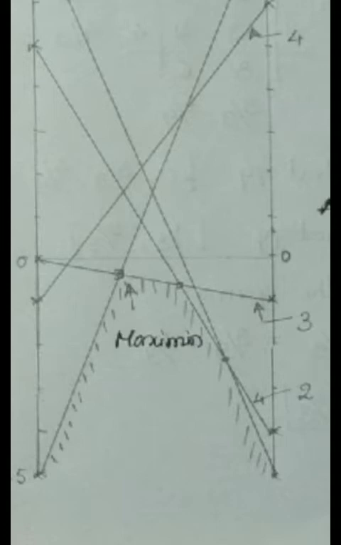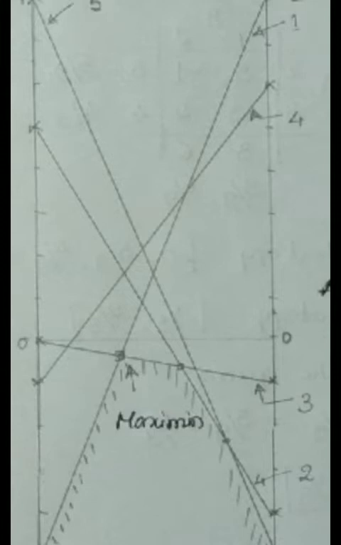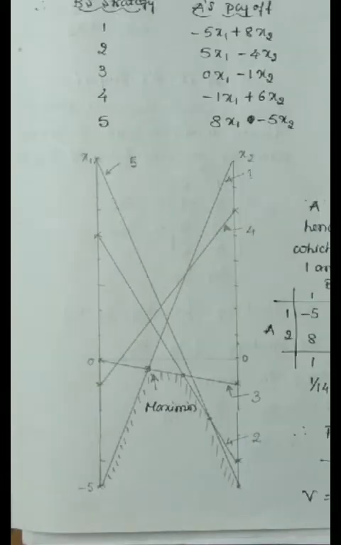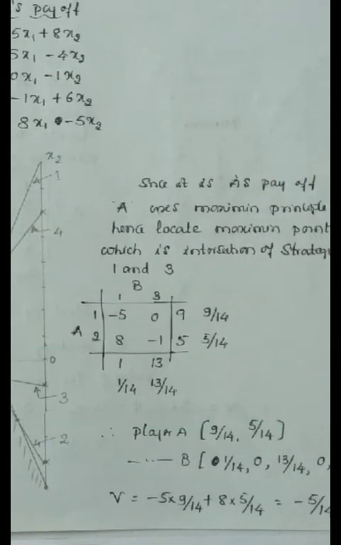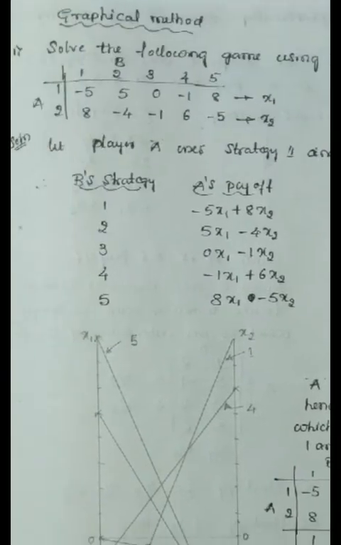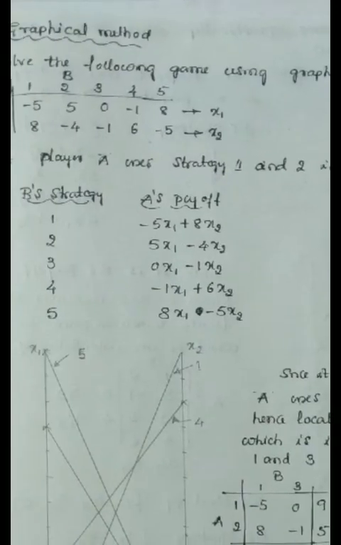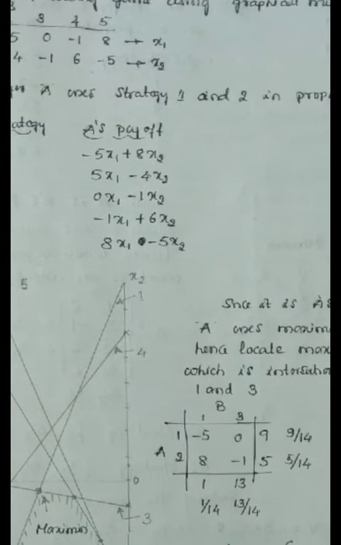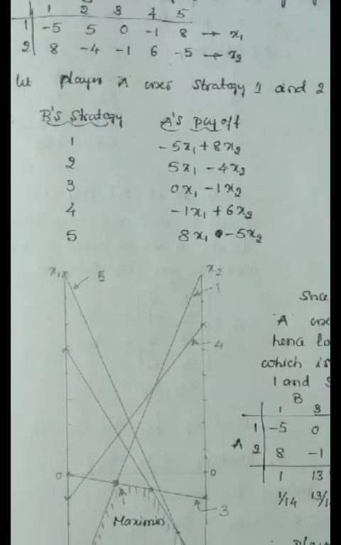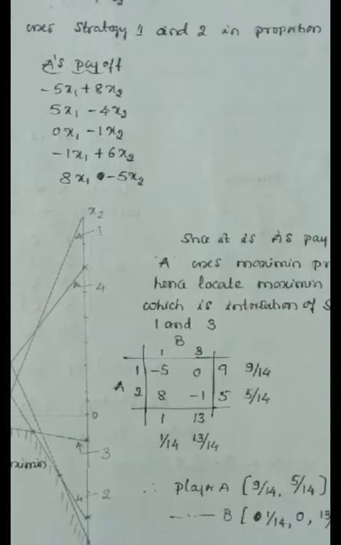You may observe the maximum point is an intersection of which lines? Third line and the first line. That means the best strategies for player B are 1 and 3. Maximum point is an intersection of 1 and 3. Now A has strategies 1 and 2, and B's best strategies are 1 and 3. Copy the values of 1 and 3: for the first strategy minus 5 and 8, and for the third strategy 0 and minus 1.